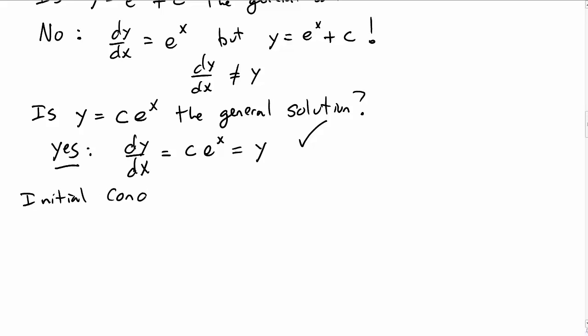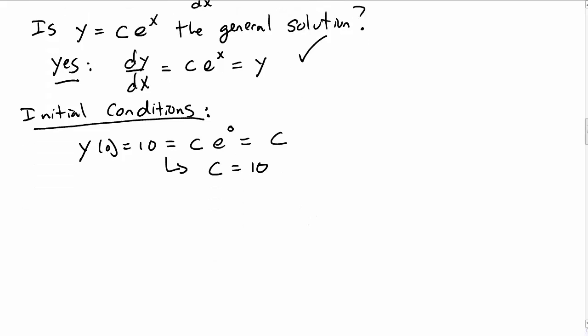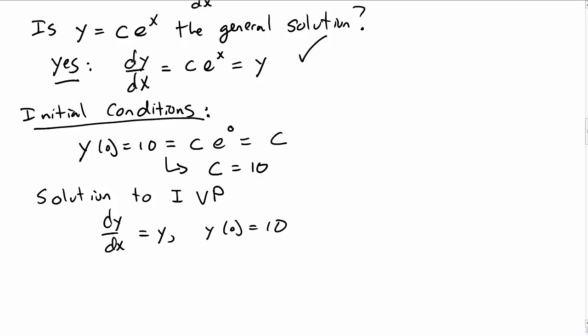Let's impose some initial conditions on this differential equation and this solution. So let's say y at x equal to 0 is 10, which then, of course, tells us that c must be equal to 10. And so we then say that the solution to the initial value problem dy/dx is equal to y, and y of 0 is 10, is just 10 e to the x.